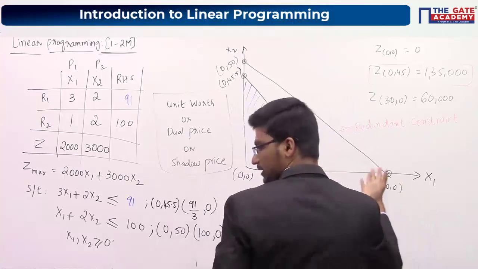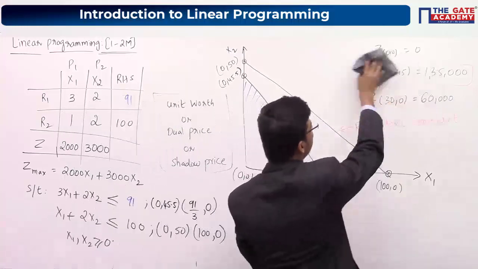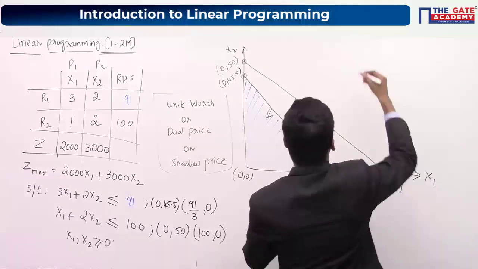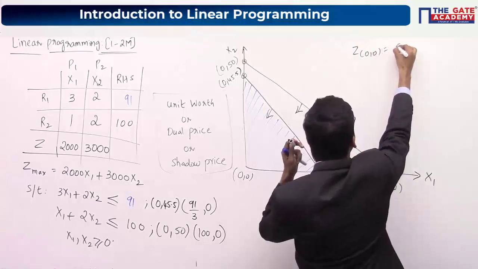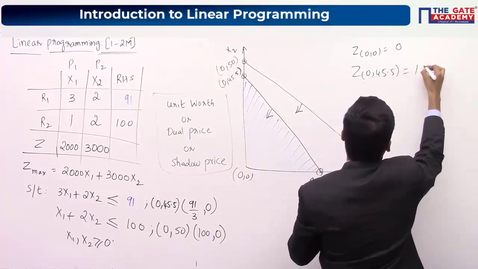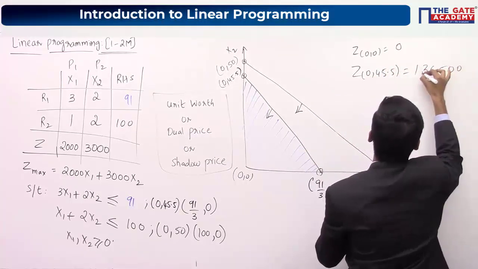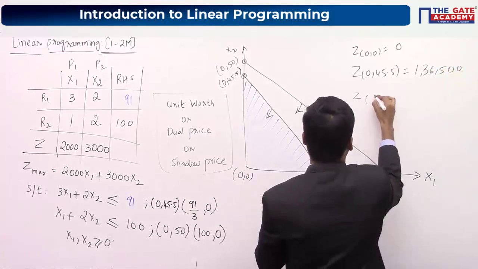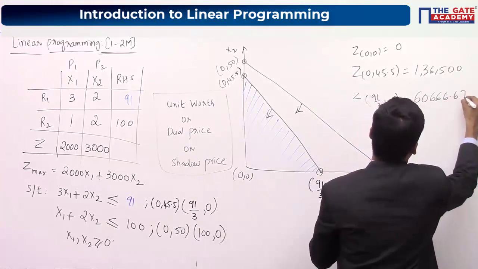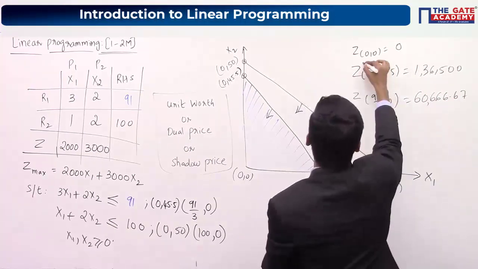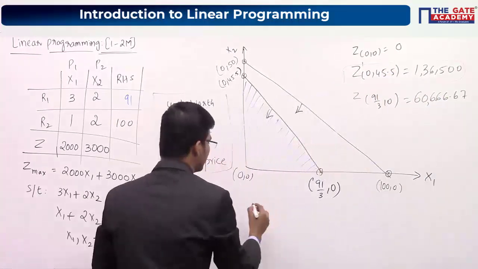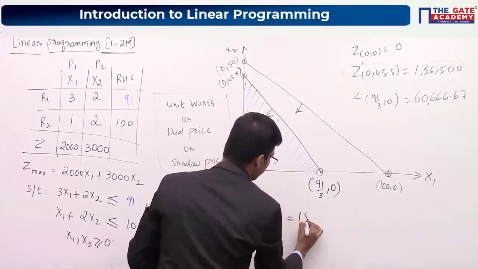Now what about your Z value? Let us say the initial Z value is 1,35,000. Now you have to calculate the final Z value. So evaluate this at 0, 0, and at 0, 45.5, which is 1,36,500, I guess. Please check this value. And the Z value at 91 by 3, 0, I think it is 60,666.67. Let us say this is your Z dash value. So what is the difference between the new value and the old value? Z dash minus Z will be 1500.